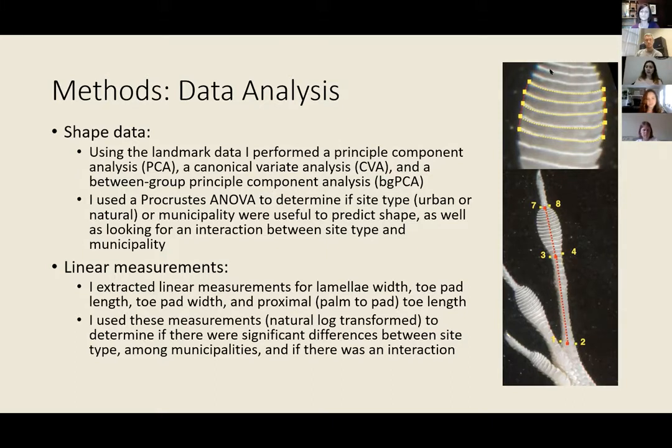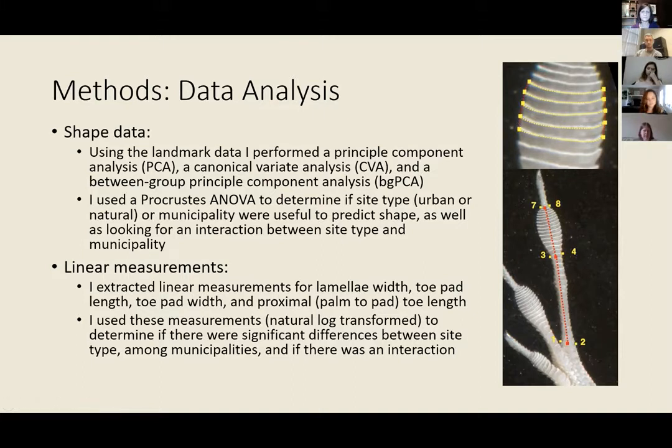And then to take it further, I extracted linear measurements from the landmark data, and this over here is a demonstration of that. So basically, for proximal toe length, I took the average of landmarks 1 and 2 and the average of landmarks 3 and 4 and found the distance between those average points. And then same for toe pad length, taking the average. And then for toe pad width, it was landmarks 5 and 6, the distance between those. And then for lamellae size, I had to take the average of all of these points, and then that was lamellae size.